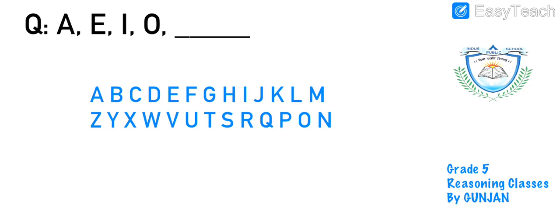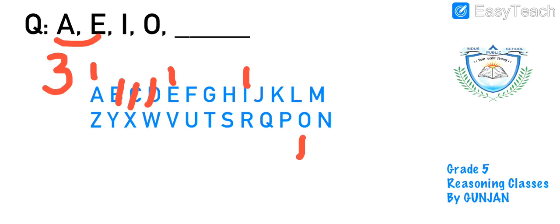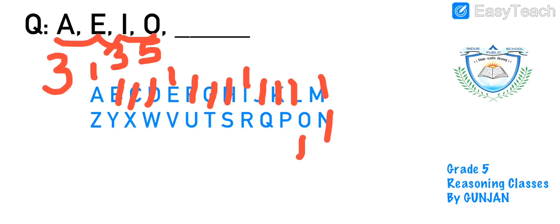Moving ahead. Now see, this is a very interesting question and a very easy one. A, E, I, O. And the next? Let's check the pattern as we have done till now. We are given A, E, I, O. Let's check the number of alphabets skipped between them. 1, 2, 3. 3 alphabets. 1, 2, 3. 3 alphabets. 1, 2, 3, 4, 5. 5 alphabets. What will be our next alphabet then?